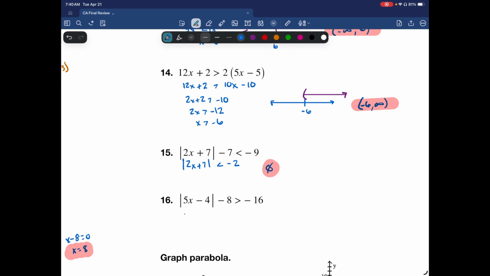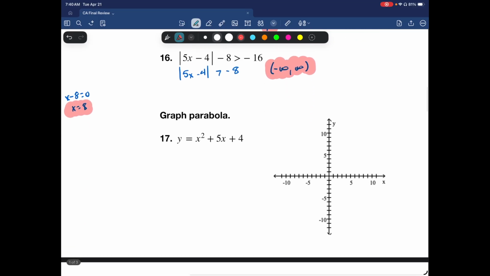16, you got the absolute value of 5x minus 4. Add the 8, you get negative 8. So similar question to 15. All right, it only spits out positive answers. When is a positive answer greater than negative 8? Well, that's always. And so that would be all real numbers. And so you got negative infinity to infinity. All right, so these, 15 and 16, are like special cases when it comes to this.